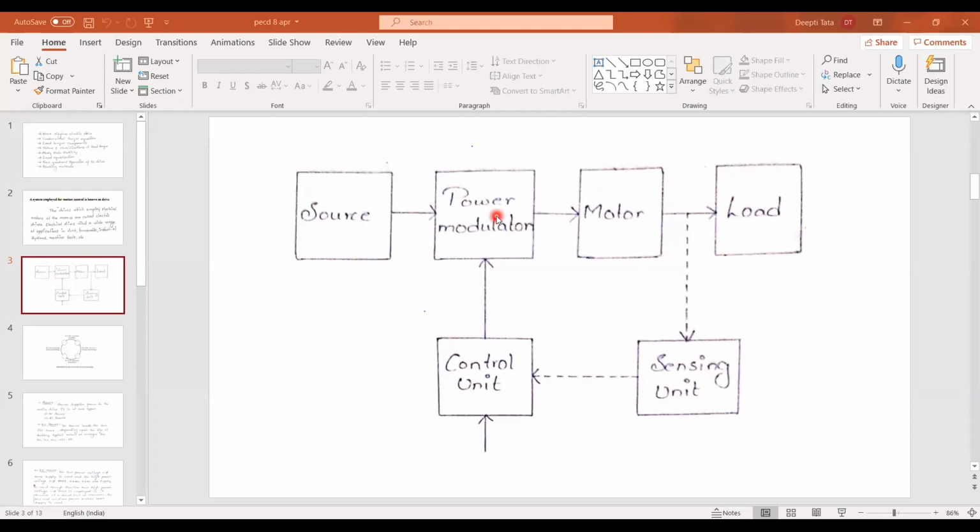Just wait, that is in the next class or this class. It is not the drive. And next one is the motor. For this motor only you have to connect the drive. Is it right? Yes, ma'am.